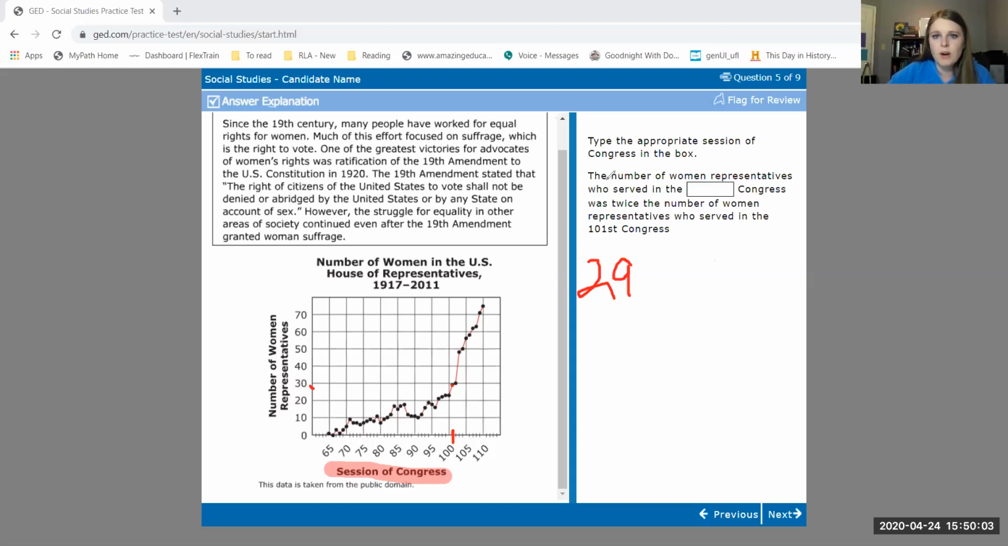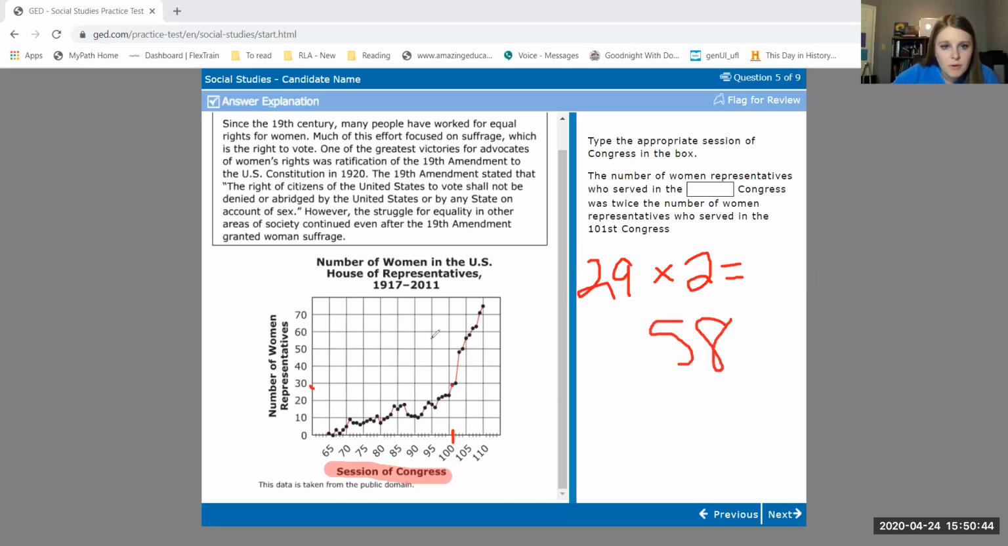Okay, so let's reread the question. The number of women representatives who served in the blank Congress was twice the number of women representatives of the 101st. So we want to multiply by 2. You do have a little bit of math here. If you want to round up to 30, 30 times 2 is 60, and then subtract the extra. Or just do 29 plus 29, whatever works for you, pencil, paper, write it out. 29 times 2 is going to equal 58.